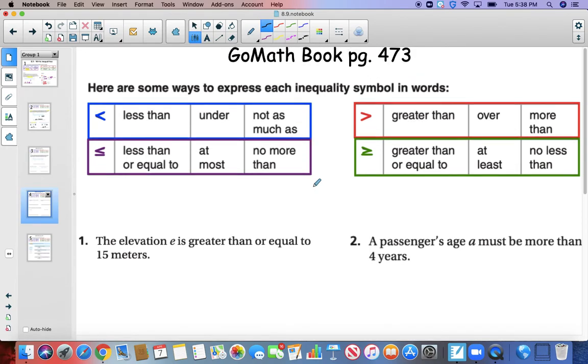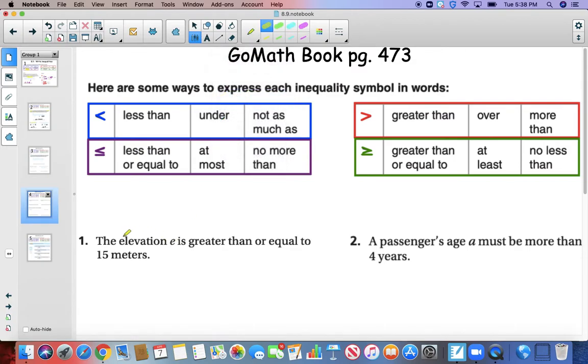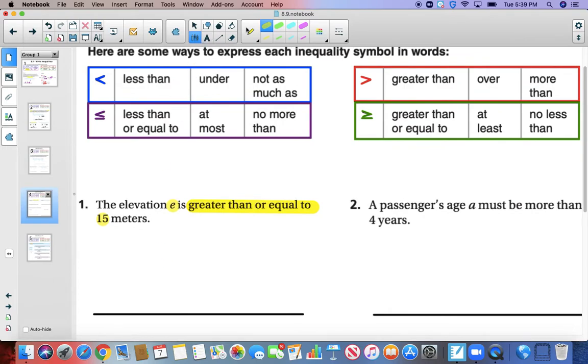Okay, so remember at any point you can pause this to try to go ahead on your own. Here are some ways to express the inequality in words, so keep that in mind. Okay, so let's go ahead. We are going to write an inequality based on what we read. The elevation E, so there's our variable, is greater than or equal to 15 meters. Okay, so let's pull this apart a little bit.